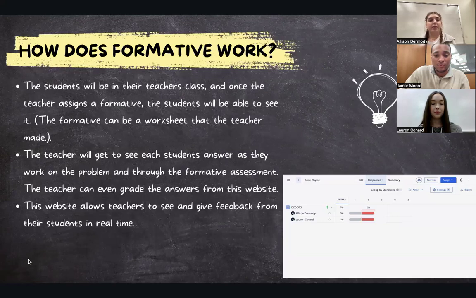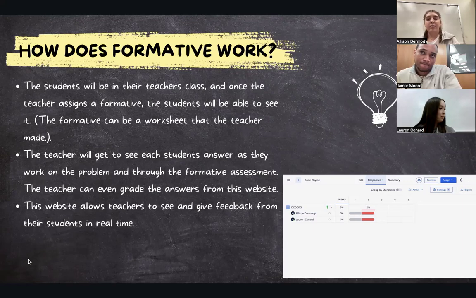So how does Formative work? The students will be in their teacher's class, and once the teacher assigns a formative, the students will be able to see it. So the formative is basically a worksheet that the teacher makes and the students will be able to use. The teacher will get to see each student's answer as they work on the problem and follow the formative assessment. The teacher can even grade answers from this website, which is really nice because it will save a lot of time for the teacher in grading. And the website allows teachers to see and give feedback from their students in real time.